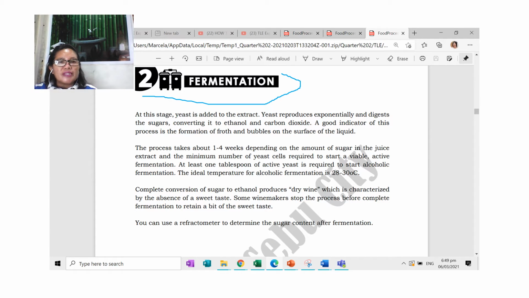The process takes about 1 to 4 weeks depending on the amount of sugar in the juice extract and the minimum number of yeast cells required to start viable active fermentation. At least 1 tablespoon of active yeast is required to start alcoholic fermentation. So, unsa? 1 tablespoon. The ideal temperature for the alcoholic fermentation is 28 to 30 degrees Celsius.